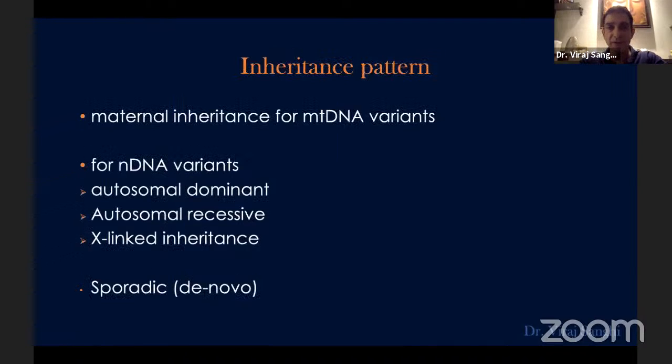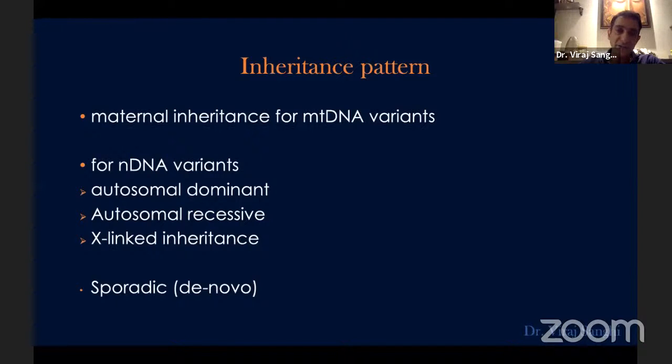Now, this is important to keep in mind. Obviously, if you have a mitochondrial DNA deletion, duplication, or mutation, you know that mitochondrial DNA is maternally inherited, therefore passed on from mother to offspring. And therefore, the maternal inheritance pattern applies to mitochondrial DNA variants. For the nuclear DNA variants or mutations, you can follow the nuclear DNA inheritance patterns, which can be autosomal dominant, autosomal recessive, or X-linked inheritance patterns.